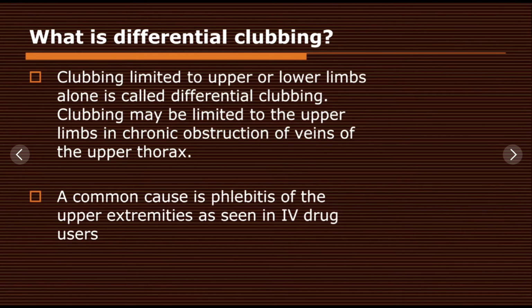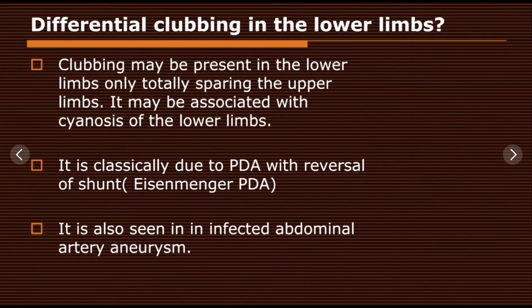What is differential clubbing? Clubbing limited to the upper limbs or lower limbs alone is called differential clubbing. Clubbing may be limited to the upper limbs in chronic obstruction of the veins of the upper thorax. A common cause is phlebitis of the upper extremities as seen in IV drug users. What about differential clubbing in the lower limbs? Clubbing may be present in the lower limbs only, totally sparing the upper limbs. It may be associated with cyanosis of the lower limbs. It is classically due to PDA with reversal of shunt, Eisenmenger PDA. So classically it is due to this patent ductus arteriosus. It is also seen in infected abdominal aortic aneurysm.